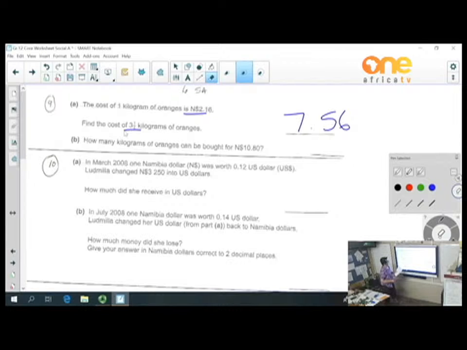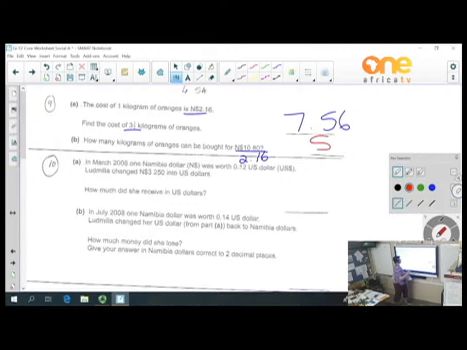What must we do now? You'll have to divide this one by 2.16. We'll have to divide that one then there. And what is it? Yeah, you can buy 5 there.